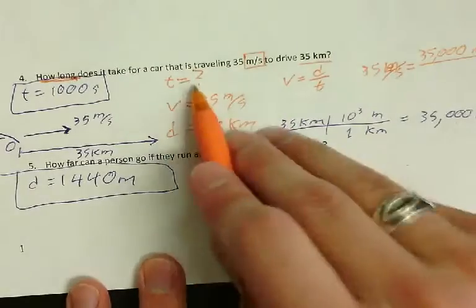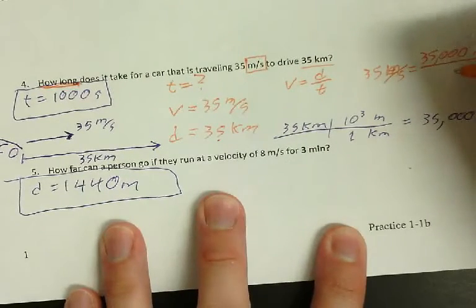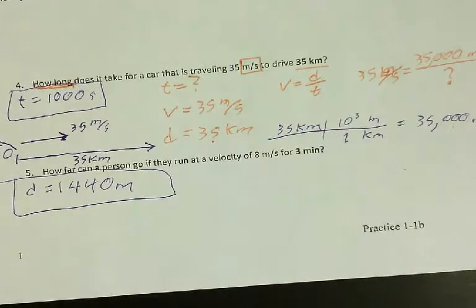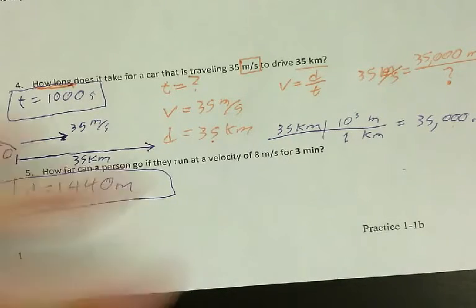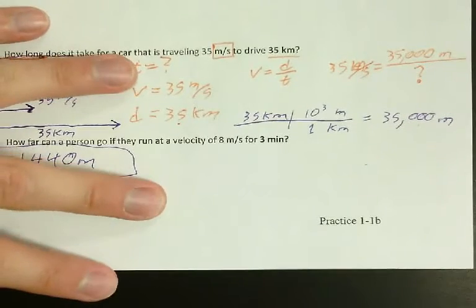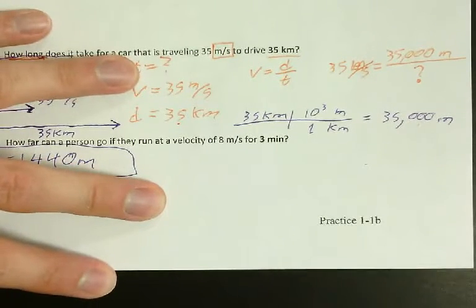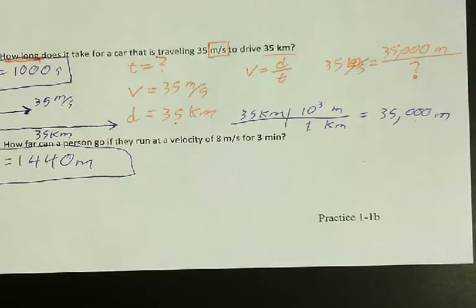Divided by T. And you can write question mark here. You can write T. You can do whatever you want. I'm going to put it as a question mark. You can do it however works best for you. You can do smiley face if you want. I don't care. Okay. Now I need to figure out how to solve this. So I got 35 meters per second equals 35,000 meters over question mark.